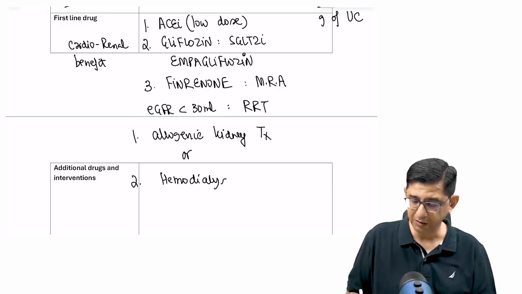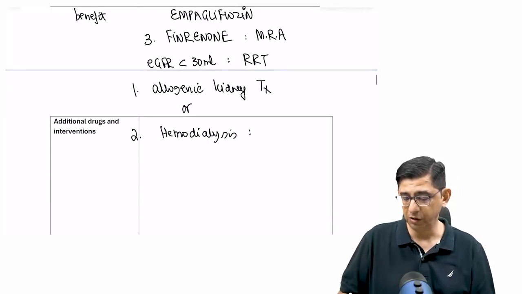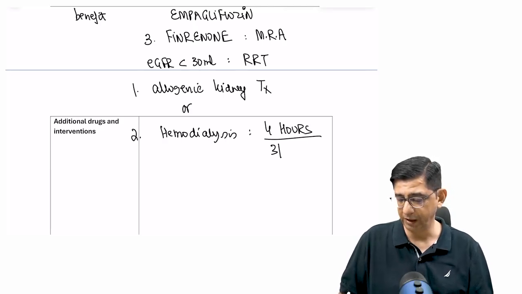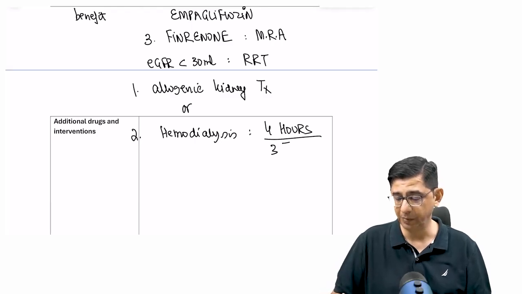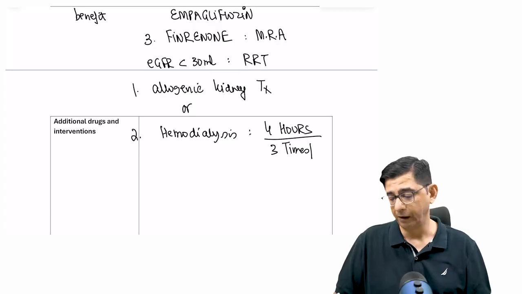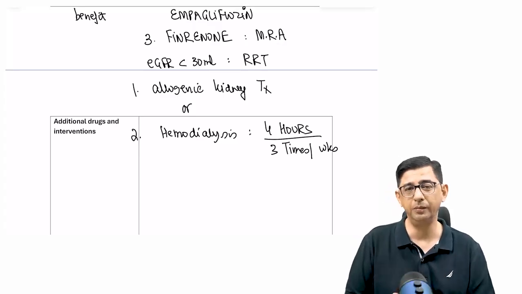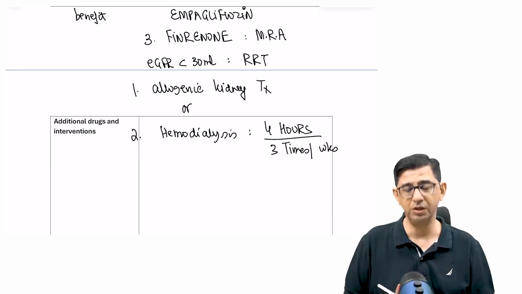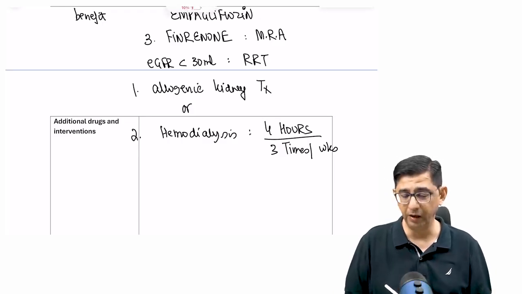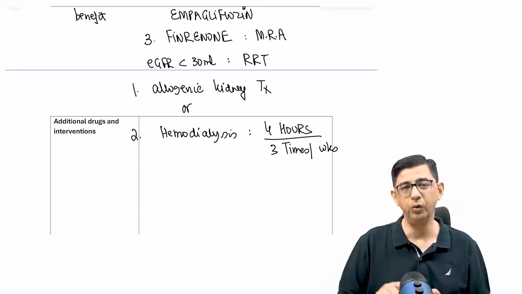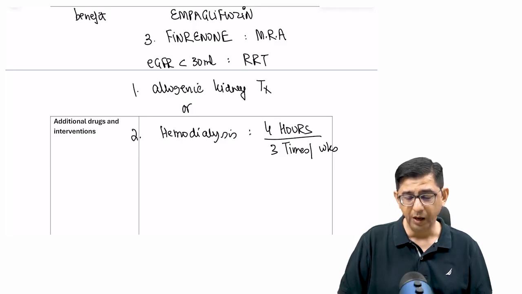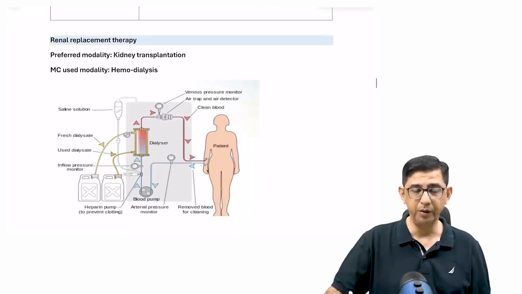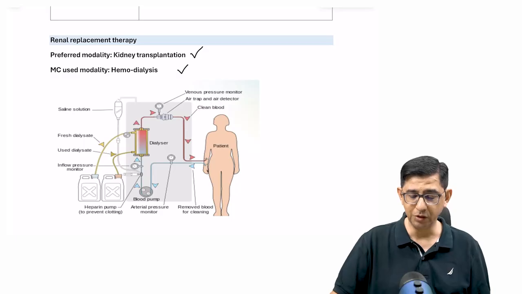For hemodialysis, one session will take approximately 4 hours, and hemodialysis needs to be done at least 3 times per week. So the person will have to spend approximately 12 hours attached to a machine to get the blood cleaned of the toxins which are present. Either of the two can be used as a strategy, but between the two, if they ask you, your single best answer would be that I'll do allogenic kidney transplantation in this patient. And if the person does not have resources, then we can plan hemodialysis. Preferred modality is kidney transplantation; the most commonly used is hemodialysis.